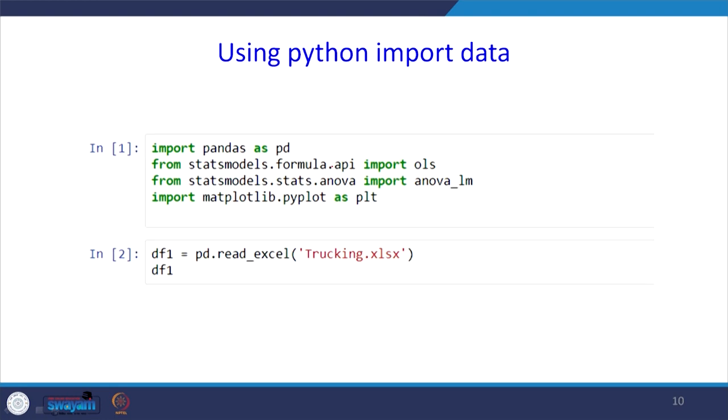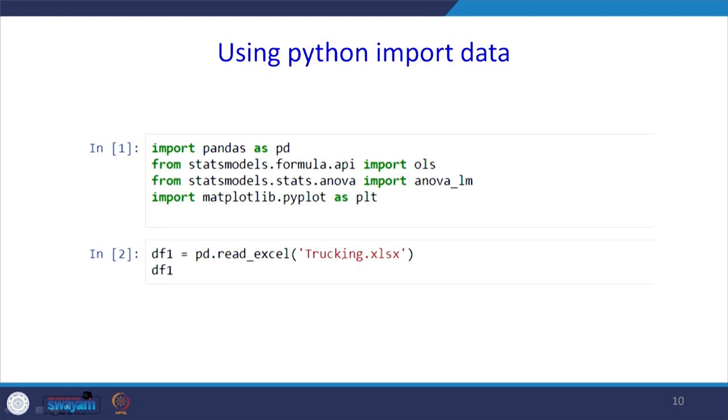I have brought the screenshot. At the end of this lecture, I will run this code, then you can understand in a better way. Now, I will explain the screenshot. Import pandas as pd. From statsmodels.formula.api, import ols, that is the ordinary least squares regression model. From statsmodels.stats.anova, import anova_lm, because this library will be used to see the ANOVA table for a regression model. Then import matplotlib.pyplot as plt.